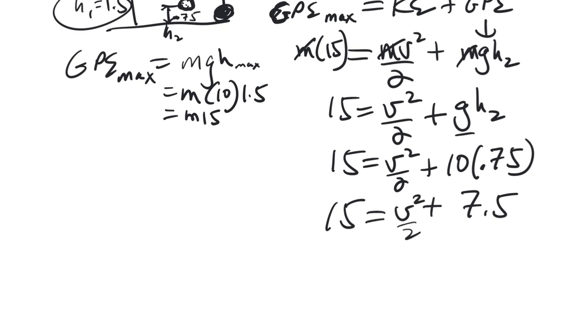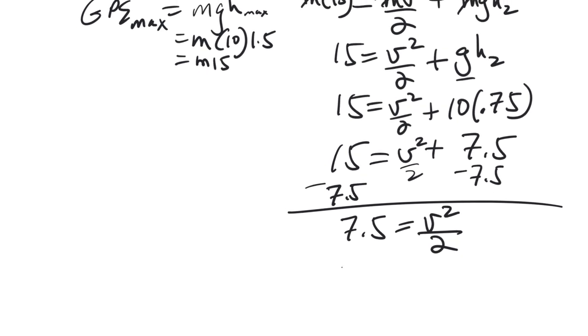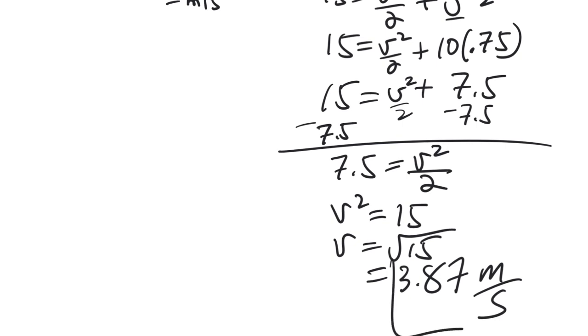So 15 minus 7.5 on both sides. This is kind of easy because it's only half of it. 7.5 equals v squared over 2. So v squared equals 7.5 times 2, which is 15. So v is the square root of 15. I said it wrong earlier. And I'm getting 3.87 meters per second. So that's kind of tricky, I have to admit.